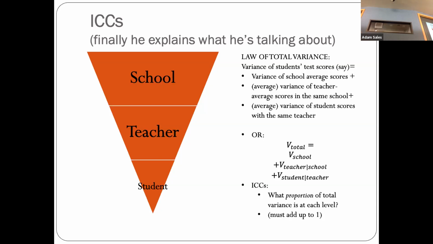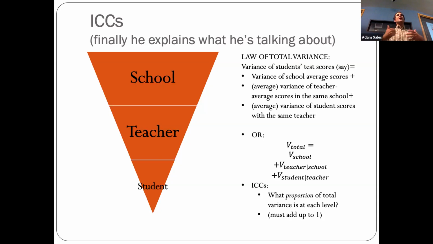And then within each teacher, all the students have different scores, right? And they have a variance too. And the sum of those 3 variances is equal to the total variance. And you can do this actually. It's exactly equal. This is arithmetic, the law of total variation, or law of total variance, right? Some proportion of all of the variance is at the school level, and another proportion of the variance is at the teacher level, and another proportion of the variance is at the student level.